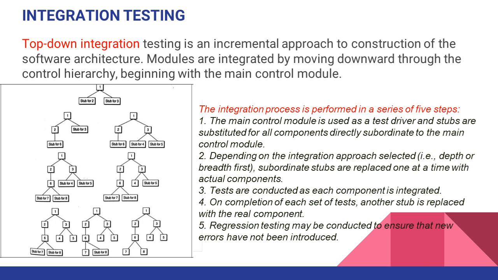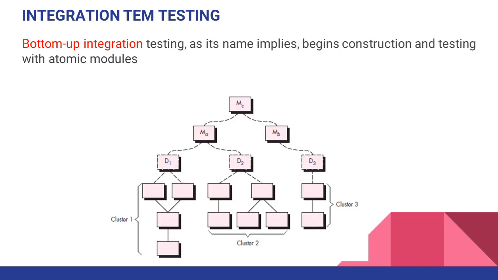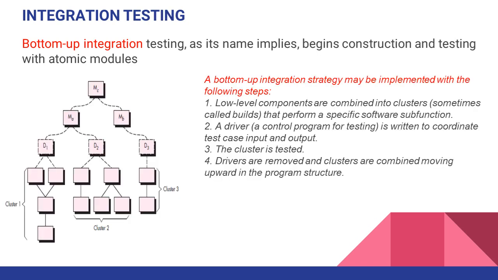Another approach is called the bottom-up approach. Bottom-up integration testing, as its name implies, begins construction and testing with atomic modules, that is, components at the lowest level in the program structure. Because components are integrated from the bottom up, the functionality provided by components subordinate to a given level is always available and the need for stubs is eliminated.